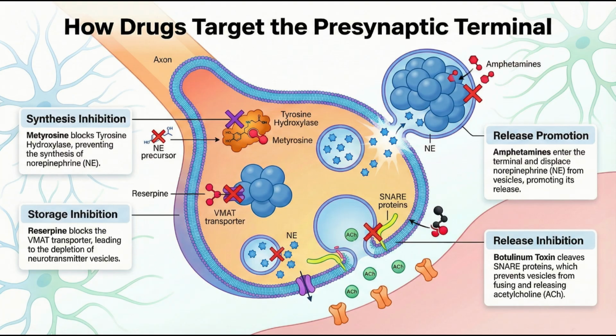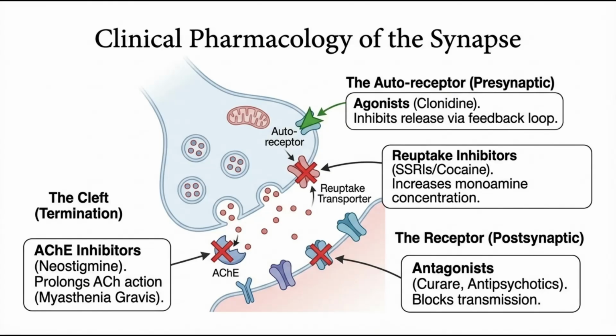Slide 14, pharmacology of the synaptic cleft and receptor. Now we are outside the cell, in the gap. Right. Let's look at reuptake inhibition, the vacuum cleaner analogy we mentioned earlier. If you block the vacuum, the dirt, which is the neurotransmitter, stays on the rug for a lot longer.